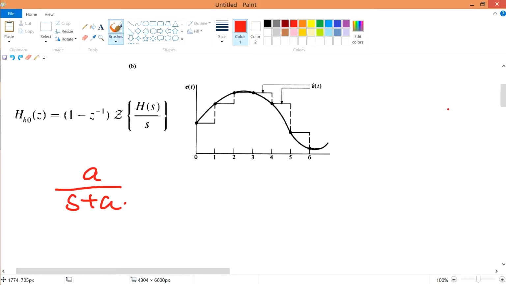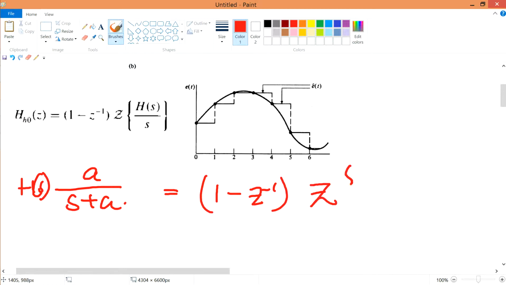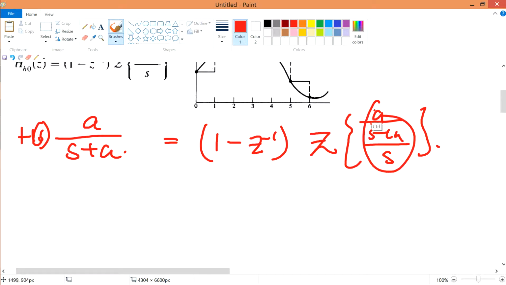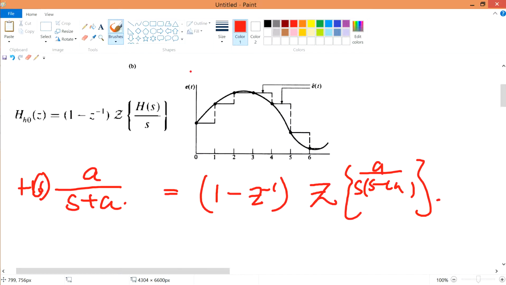For example, if your transfer function is H of s, you just substitute over here. What we have is 1 minus z to the minus 1, leave it here first, and then you z transform a over s plus a, divided by s. In other words, this portion can be rewritten like this, because you just divide by s. Your H of s is this one. If you divide by s, you have this thing over here. I don't think I need to prove this to you.